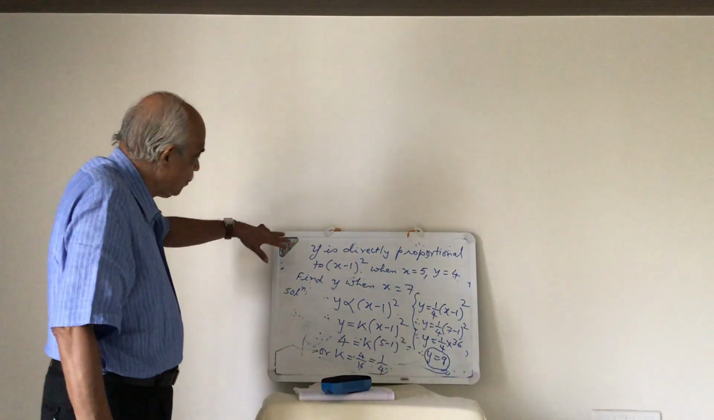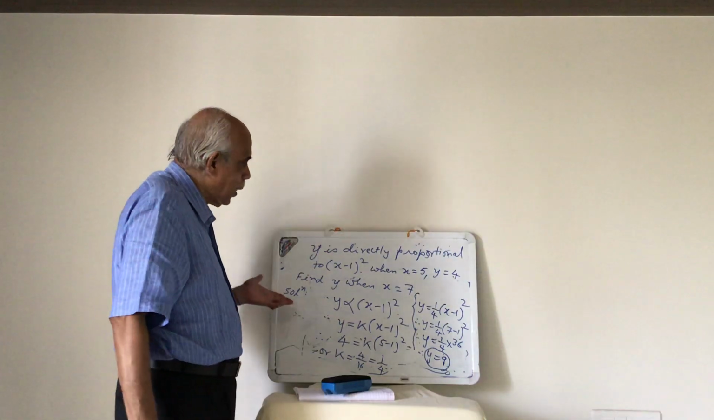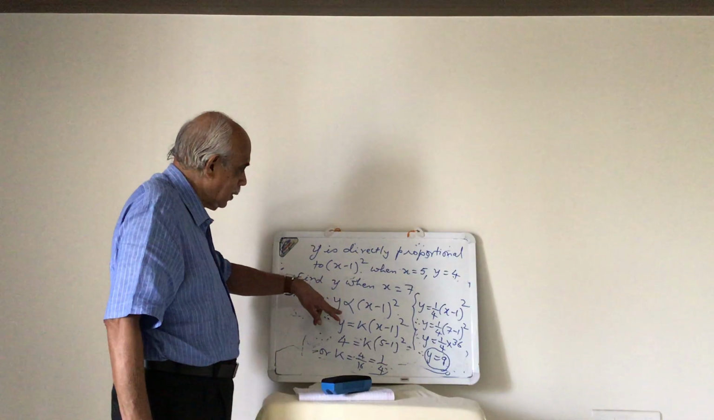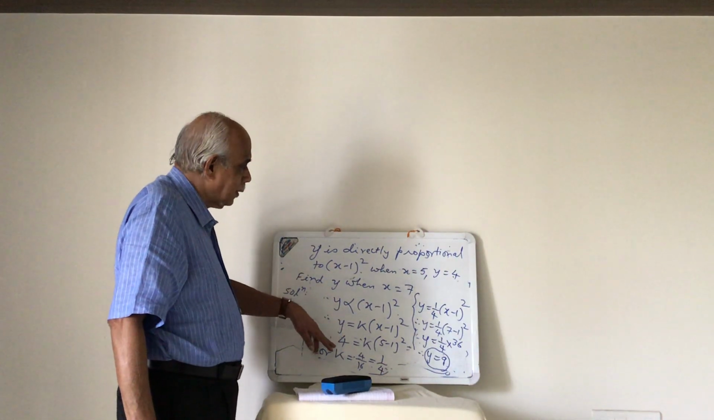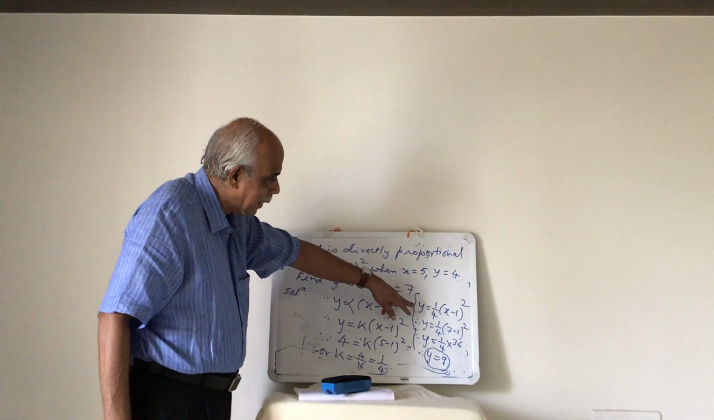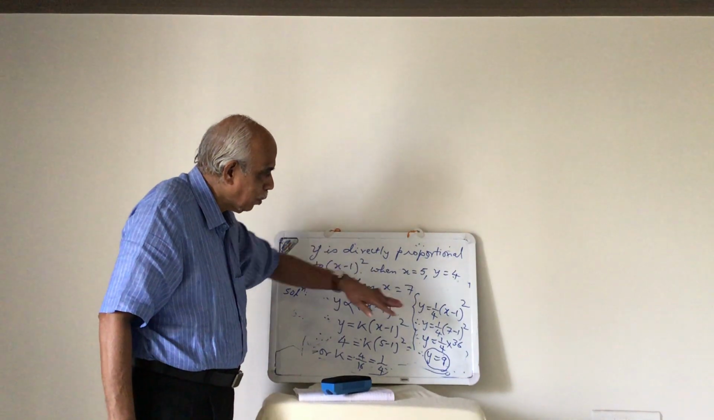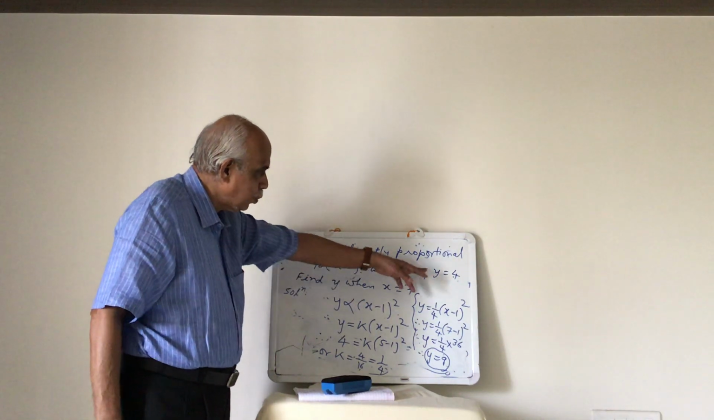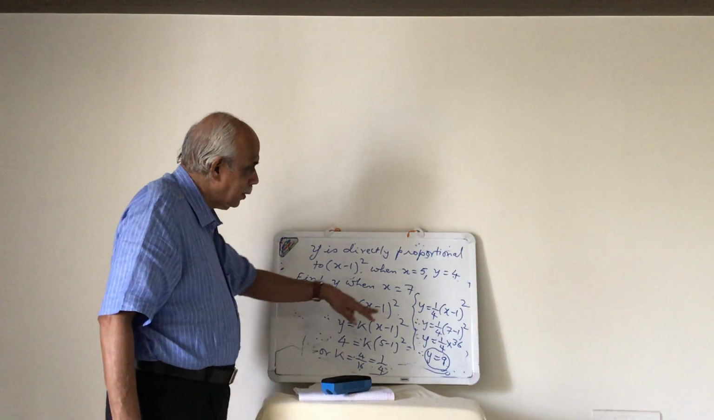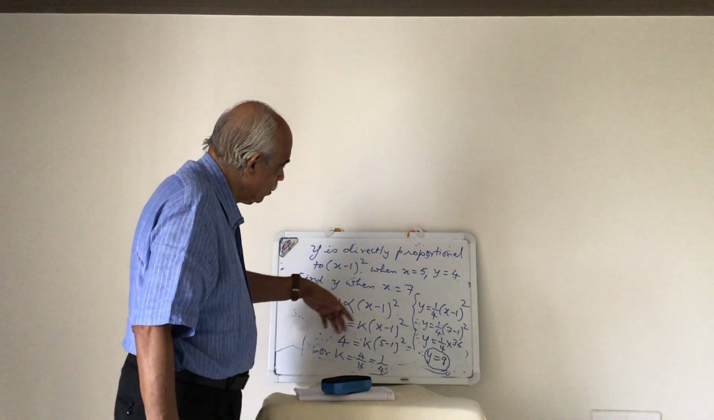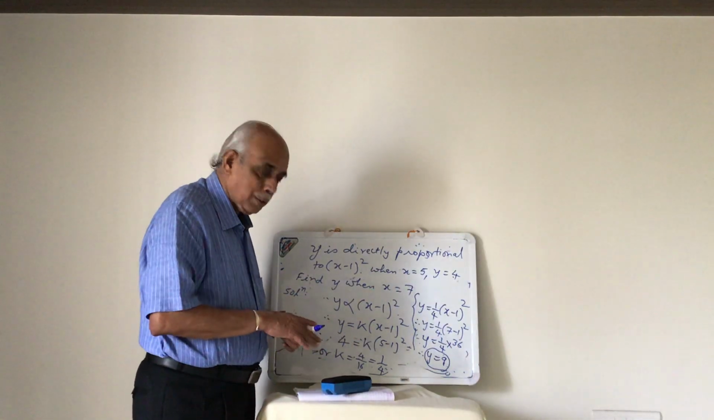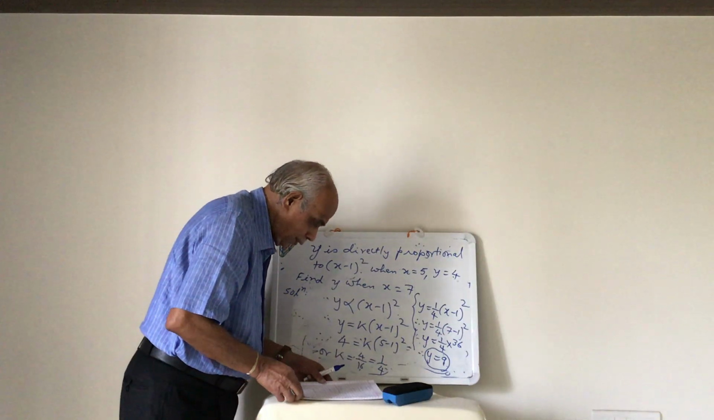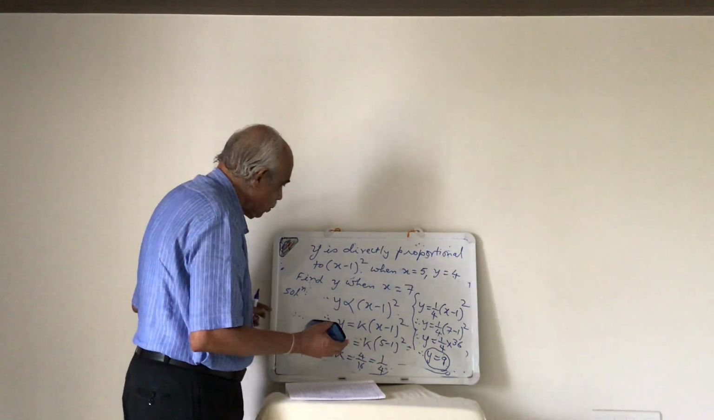So the steps for this are: whenever a proportionality sum is given, you first write the equation in terms of proportion, and then you find the value of the constant, resubstitute and get the exact equation, y equal to 1 upon 4 of so much. Then substitute the new values which they want. Earlier values we substituted and found the constant. Now substitute the new value and find the answer. Okay, now one or two more sums and then we'll stop.